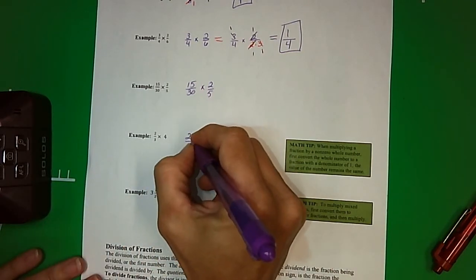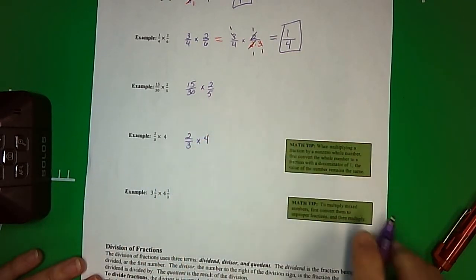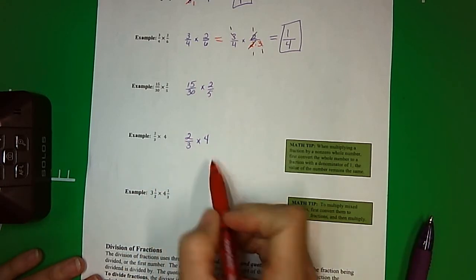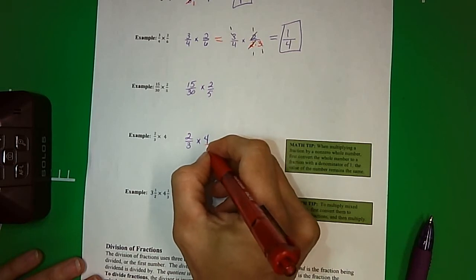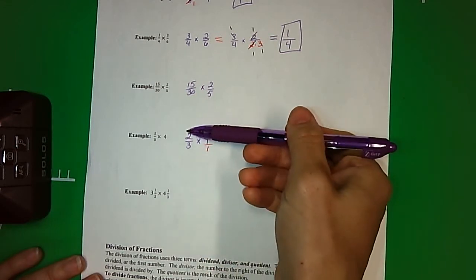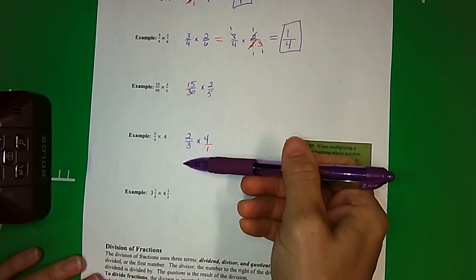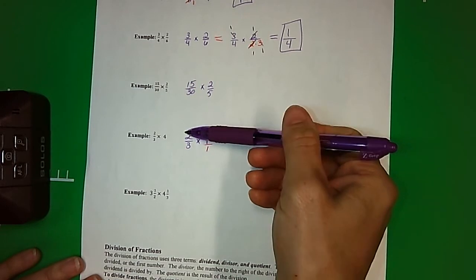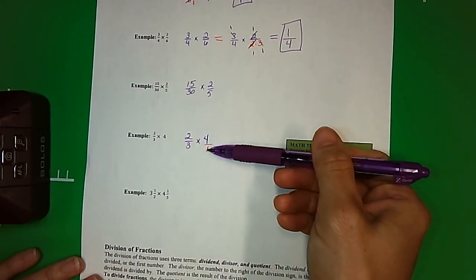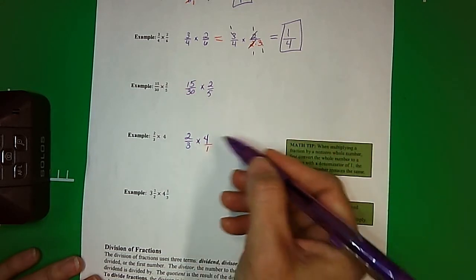I got 2/3 times 4. So sometimes people get confused when they see a fraction times a whole number. A whole number is seen as over 1, but it's not written that way in the simplest form. I'm going to put the 1 down here just for me for this particular problem. I look at what numbers on top reduce with whatever numbers on bottom, and I don't see anything. I got 2 times 4 on top. I have 3 times 1, and 3 is prime, so there's nothing there to reduce.